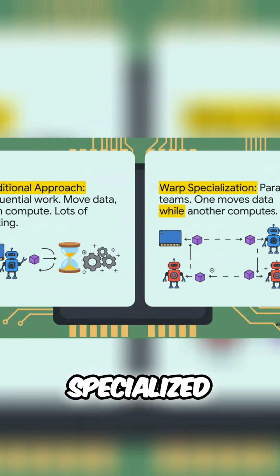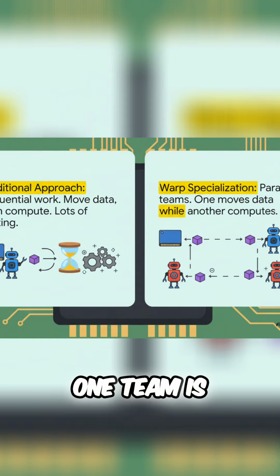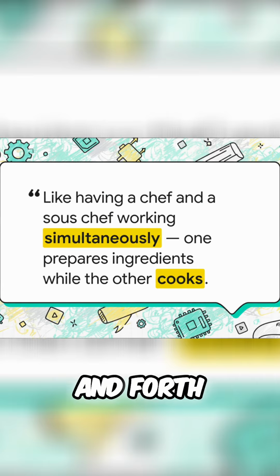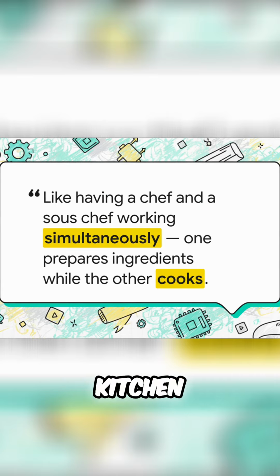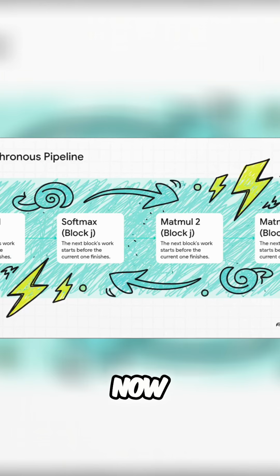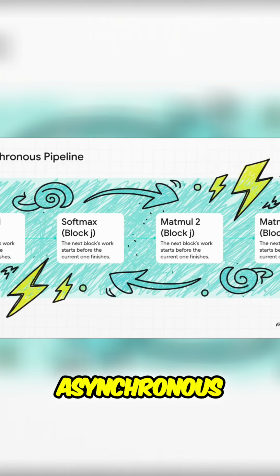It creates these specialized teams of workers. One team is only responsible for moving data, while another team is only responsible for doing the math. Instead of one person running back and forth from the pantry to the stove, you have this perfectly coordinated kitchen. The sous chef is prepping the next set of ingredients, while the head chef is busy cooking the current dish. There's just no downtime.